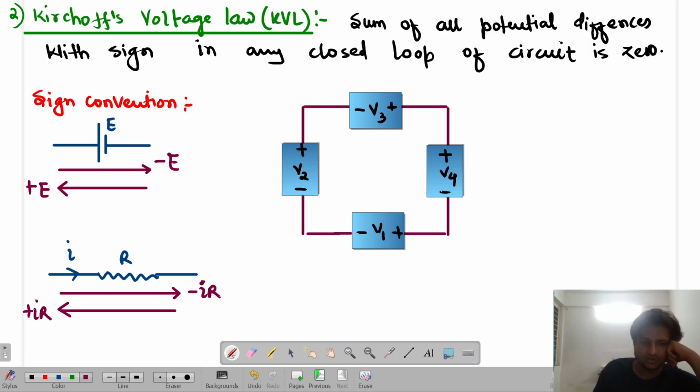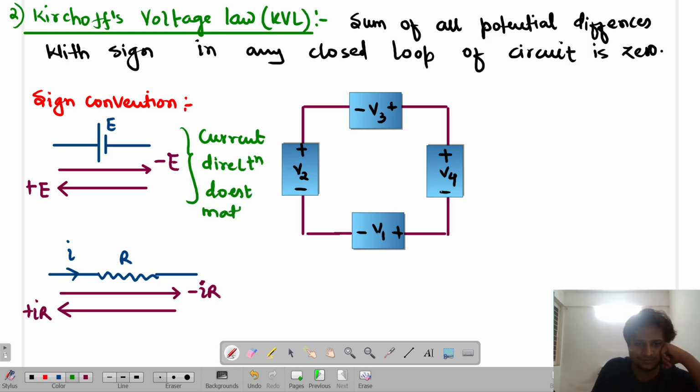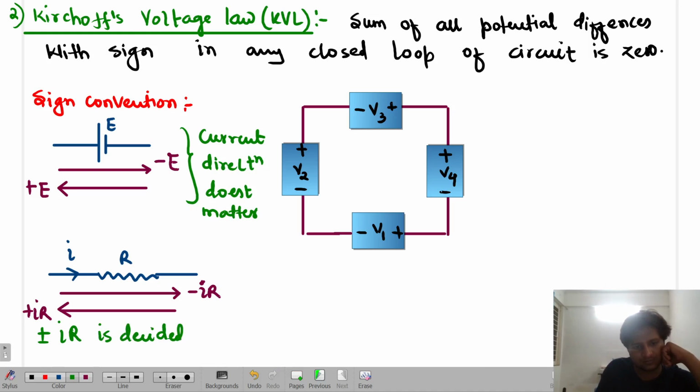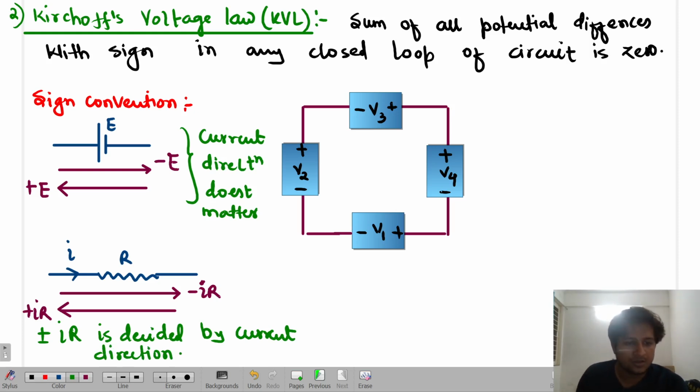Okay, so look over here. In the battery case, the current direction does not matter, because it is dependent on the battery's terminal. And here the most important point is that plus or minus IR is itself defined by my current direction. Like here I have negative and here I have plus. It is decided by current direction. Is that clear? Right till now, then I'll move ahead.